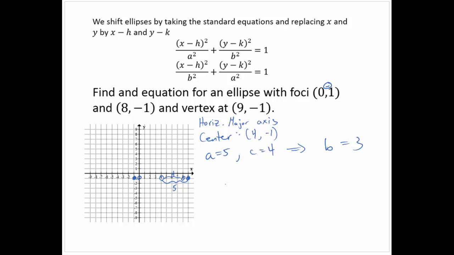All right, so now let's see, instead of x squared over 25, it's been shifted to the right. So we will write x minus 4 squared plus something over 9. Instead of a y squared, it's been shifted down. So we will write y plus 1 squared. So x minus 4 squared over 25 plus y plus 1 squared over 9 is 1.